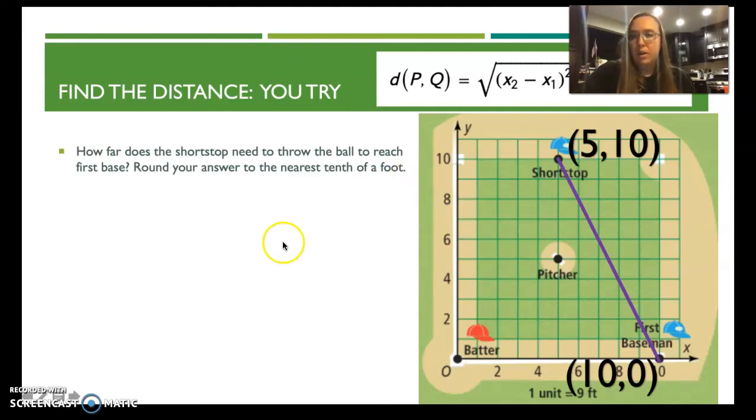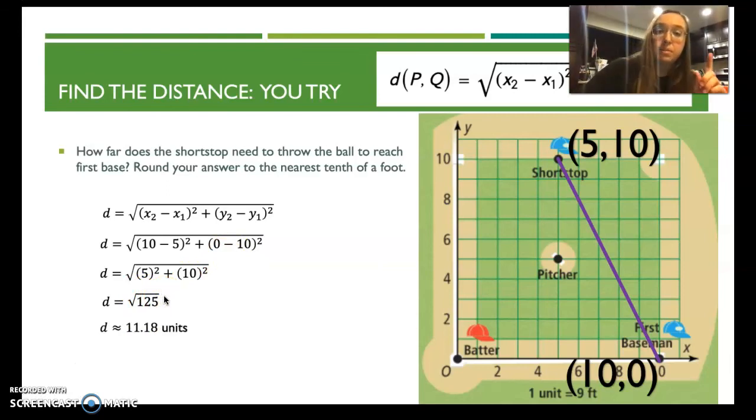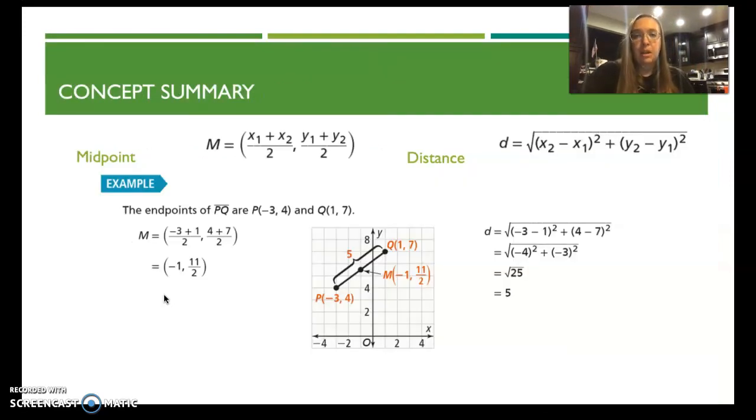Hopefully you paused the video and had a chance to do that. Here's your answer. Take the distance formula, 10 minus 5 squared plus 0 minus 10 squared. Simplify it down. You're going to get the square root of 125. You're going to tap that into your calculator. You should have got 11.18 units, but the fun's not done. Got to multiply that by 9 so that you get our final answer. Should be 100.6 feet. And there you have it.